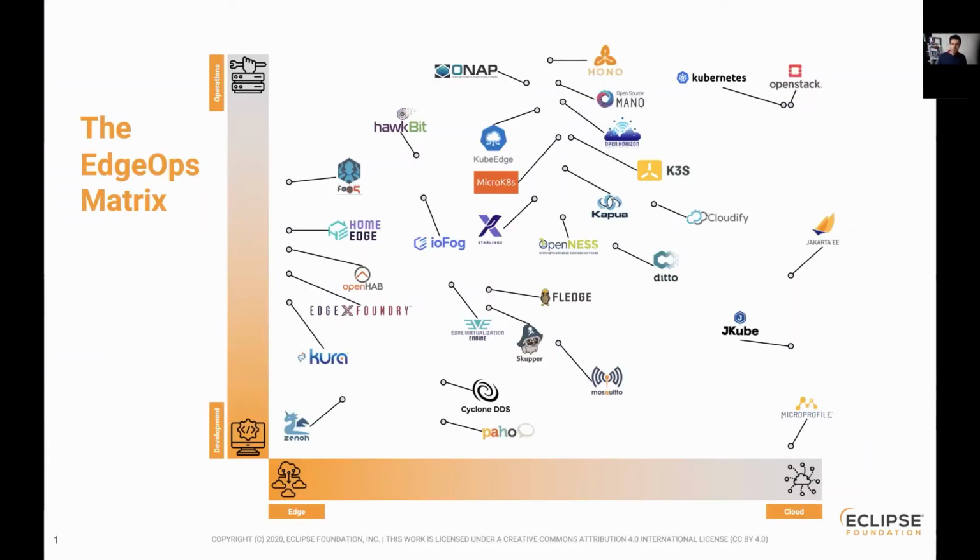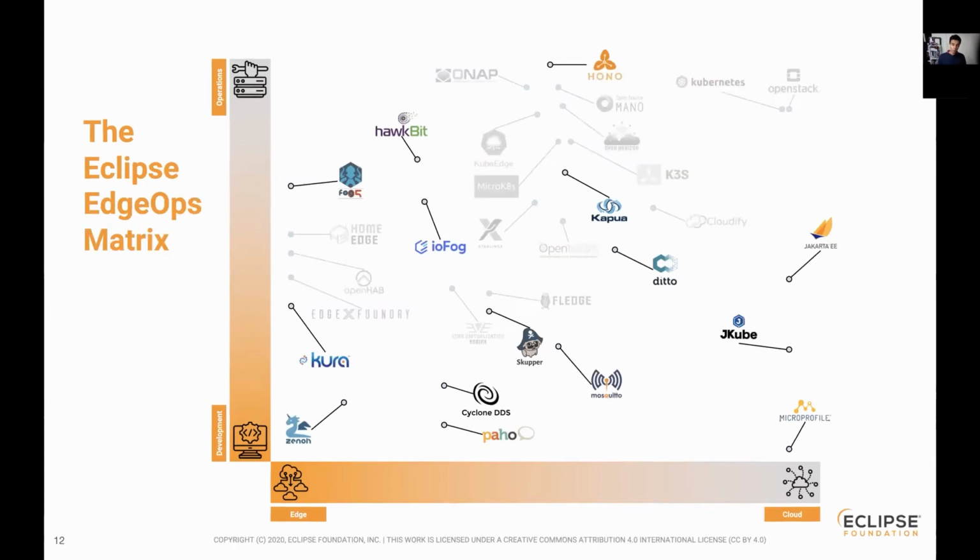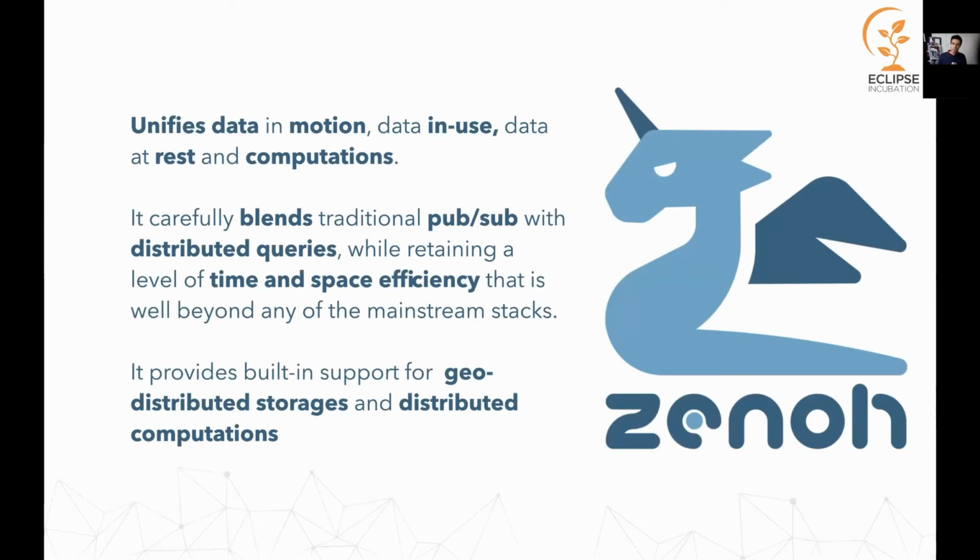In the past few years, we've been working on a new technology that now is incubating in Eclipse called Zenoh. And as you can see from this diagram out of the Edge Native Working Group, Zenoh is, as of today, the protocol that was really designed to address the requirements of edge computing, looking at the continuum from the cloud down to the most constrained device that you could have on the edge. What is special about Zenoh?